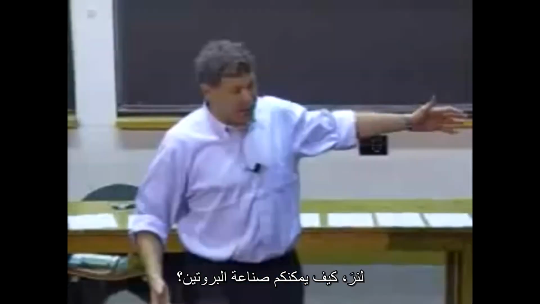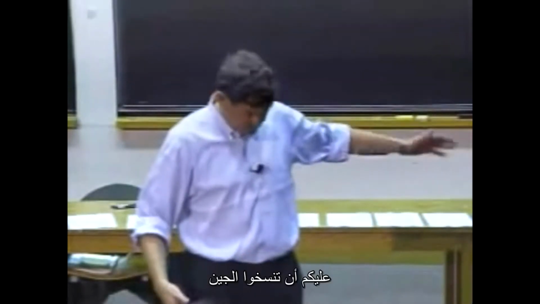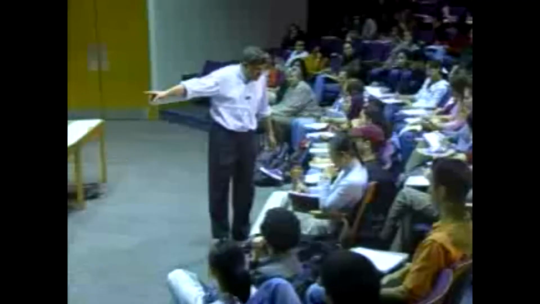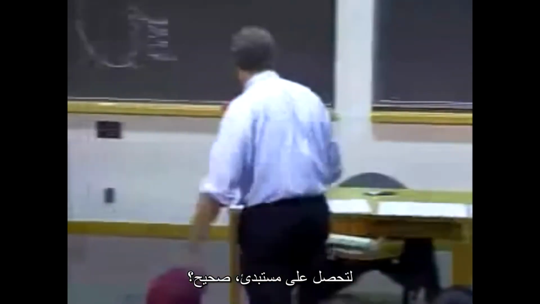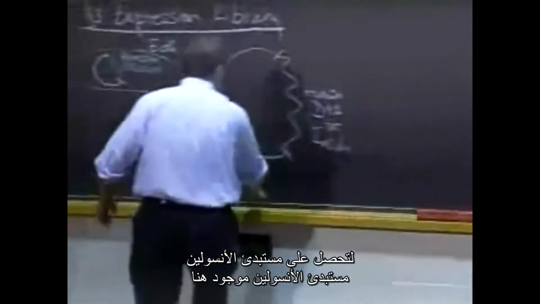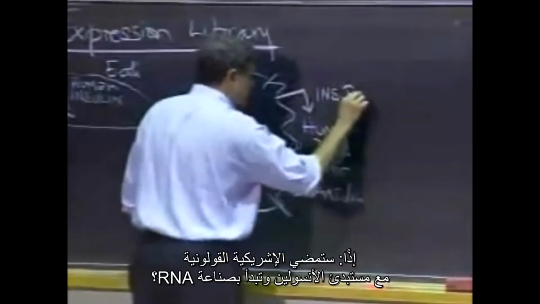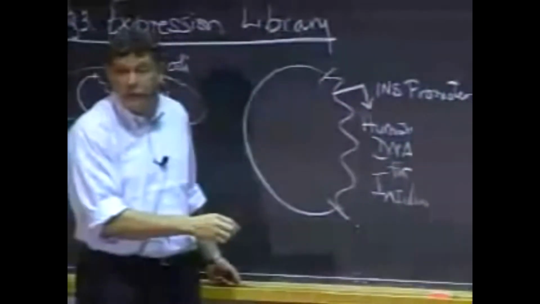Let's see, how do you make a protein? You've got to start by making RNA, right? So you've got to transcribe the gene. Will E. coli transcribe this gene? Sure. Well, why? It's got a promoter, right? It's got the insulin promoter. There we go. The insulin promoter is here. So E. coli will come along to the insulin promoter and start making RNA?